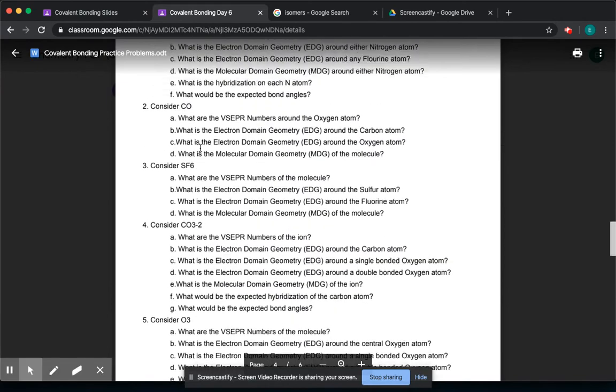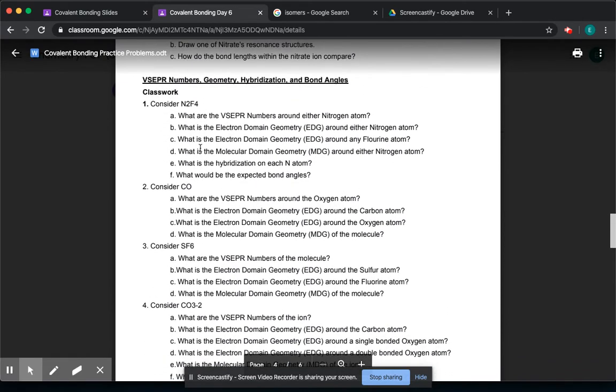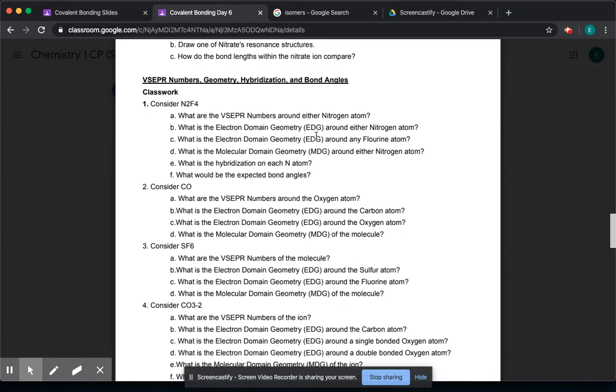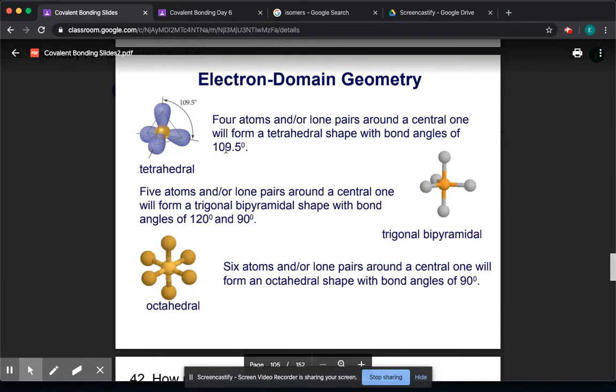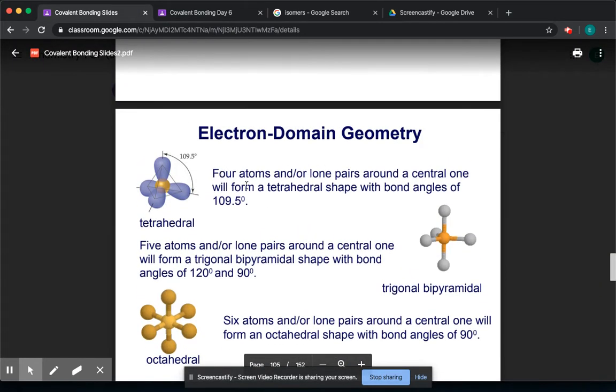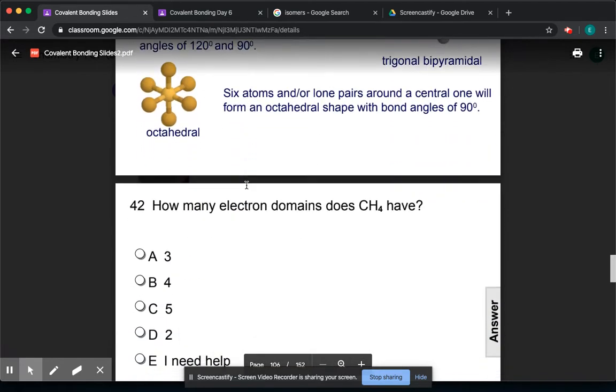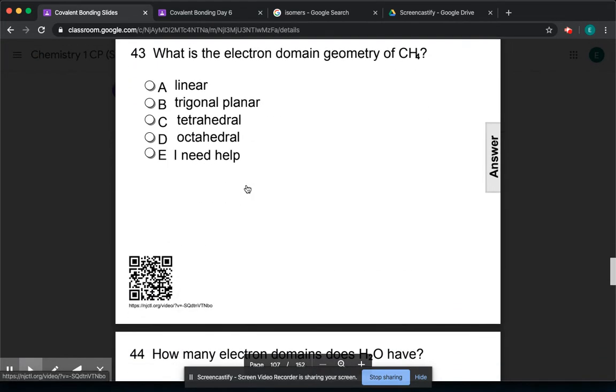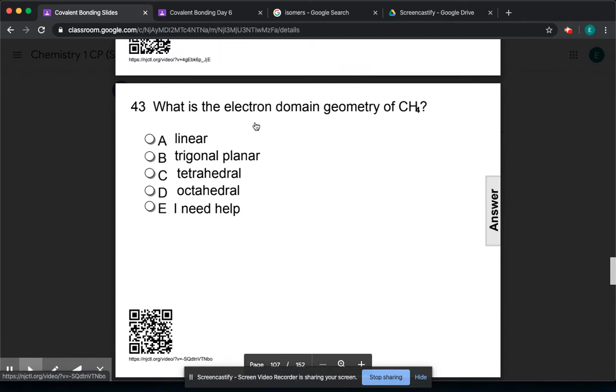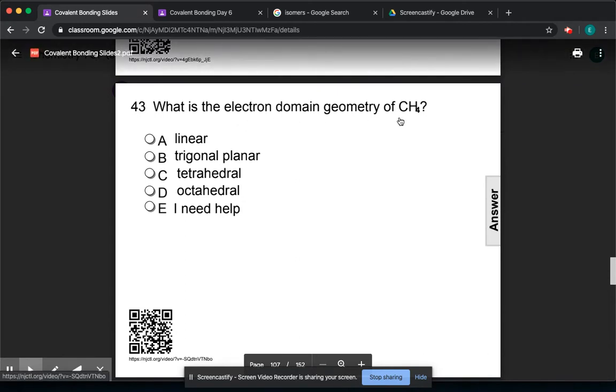So when you're looking at the practice problems for this section, I have you doing the VSEPR number, geometry, hybridization, and bond angle section. For example, this one says, what is the electron domain geometry, or EDG? That's what they're referring to. So it is the first number, okay? The first number tells you the EDG. Let's go through one example here. It says, what is the electron domain geometry of CH4? If we draw CH4, it would look like this, okay?